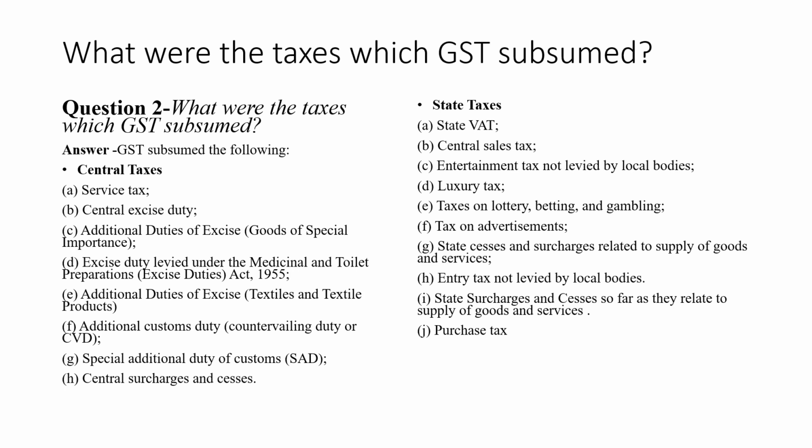Next one is state surcharges and cesses, so far as they relate to supply of goods and services, and the last one is the purchase tax. So all these taxes are summed up in one tax, that is GST, my dear friend.